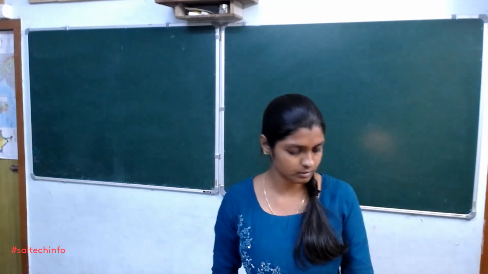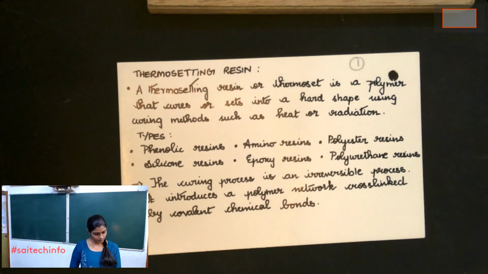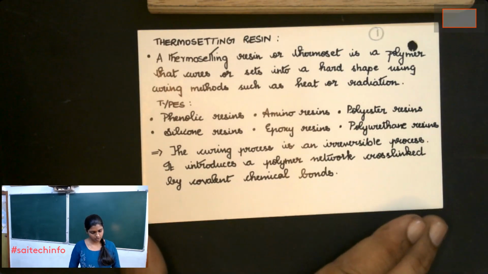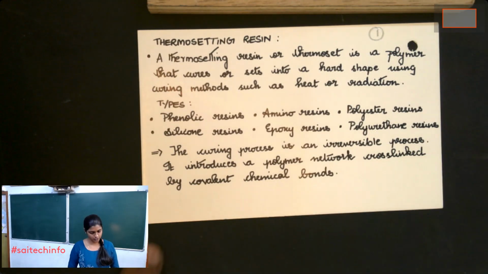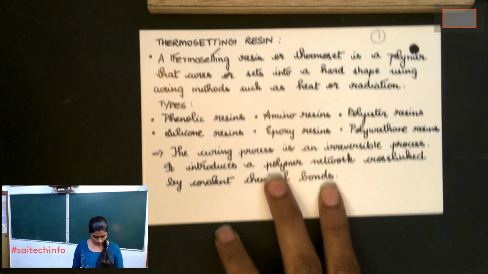Now let's see what is thermosetting resin. A thermosetting resin or thermoset is a polymer that cures or sets into a hard shape using curing methods such as heat or radiation. Now the renowned types of resins are phenolic resins, amino resins, polyester resins, silicone resins, epoxy resins and polyurethane resins. We'll be seeing about epoxy resin.